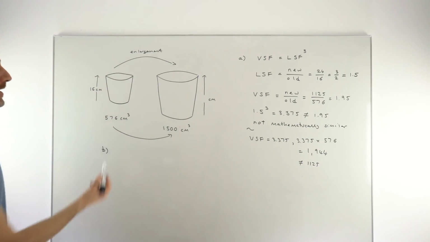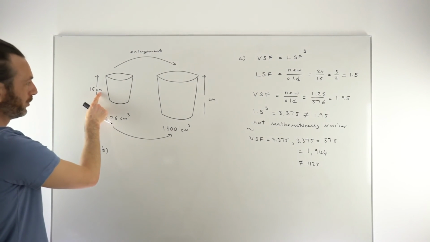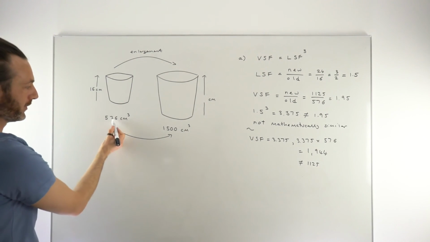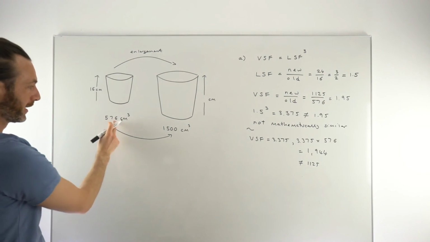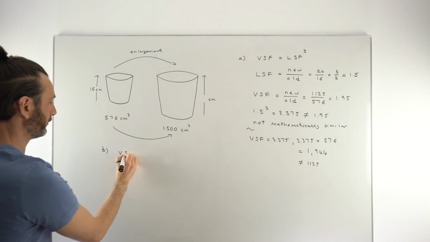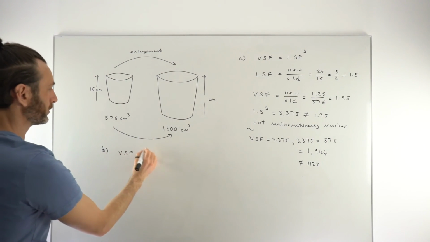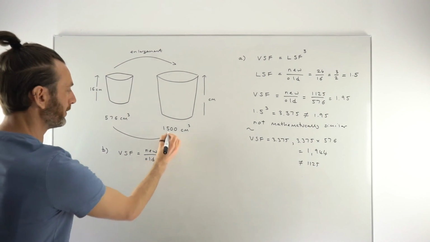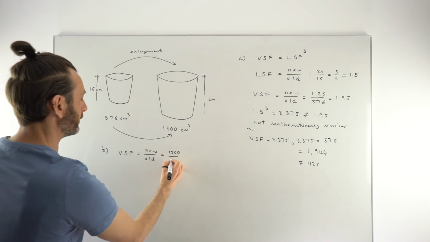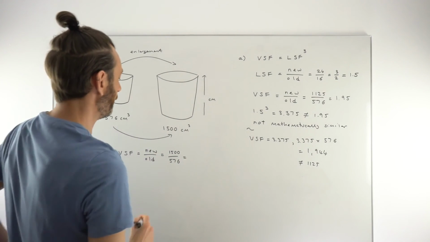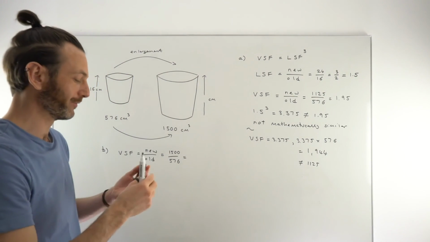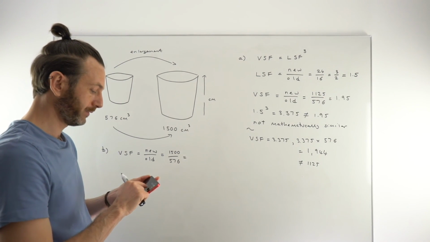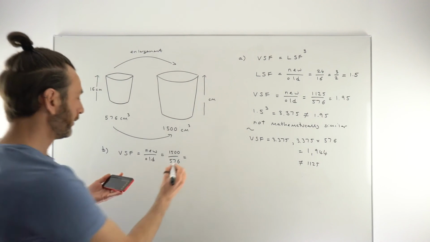So we can do this one as an enlargement because we are going from the smaller dimension up to the larger, and we can use these two numbers to make our scale factor. Because these are the volumes, we're going to be making the volume scale factor. Remember, the formula is still going to be the new over the old. So the new dimension here is 1500 divided by the old, which is 576. So dividing those will give us our volume scale factor. So 1500 divided by 576. Okay, and that comes out to be 2.6.